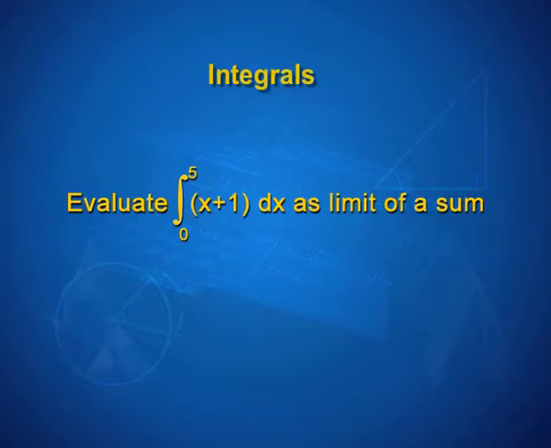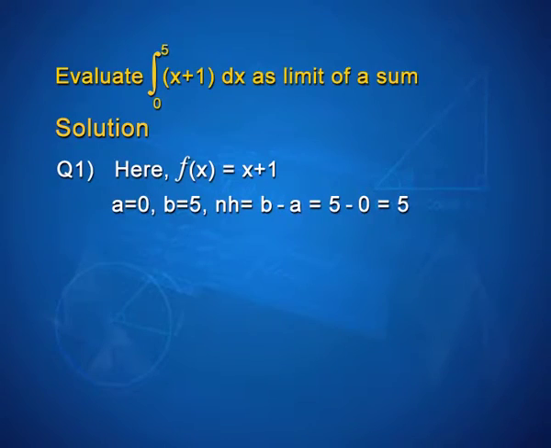Question number 1 was evaluate integral 0 to 5 x plus 1 dx as limit of a sum. Let us look into the solution. Here f of x is equal to x plus 1, a is equal to 0, b is equal to 5, nh is equal to b minus a, that is equal to 5 minus 0, that is 5. F of a is equal to f of 0, that is 0 plus 1 equal to 1.